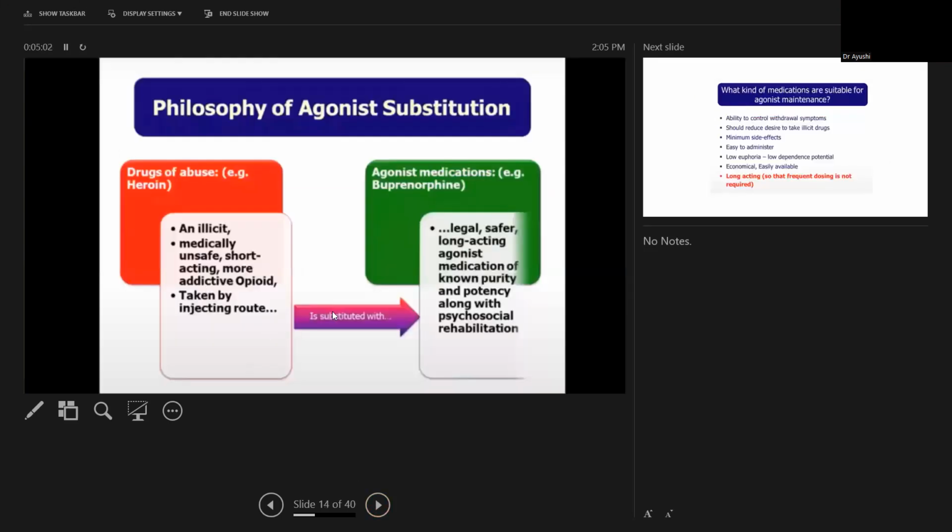Now, what is the philosophy of agonist substitution? Suppose we have a drug of abuse. Example is heroin, which is an illicit, medically unsafe, short-acting, more addictive opioid, taken by injectable route. We substitute it with an agonist medication. Example is buprenorphine, which is a legal, safer, long-acting agonist medication of known purity and potency, along with psychosocial rehabilitation.